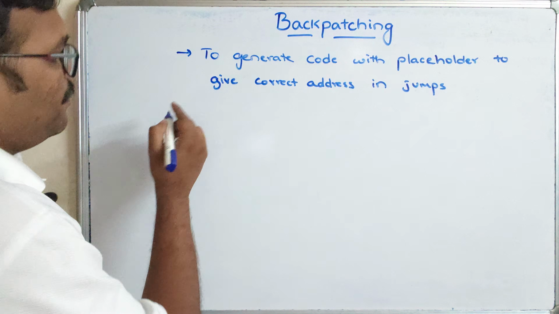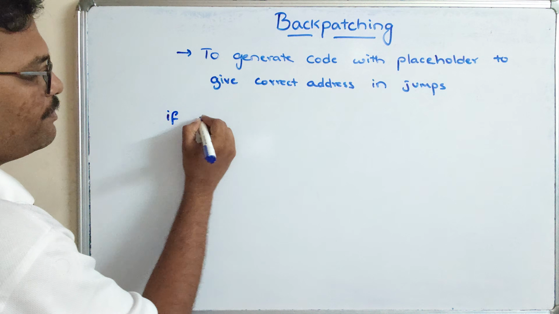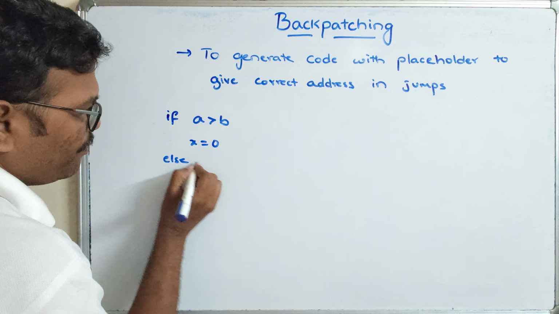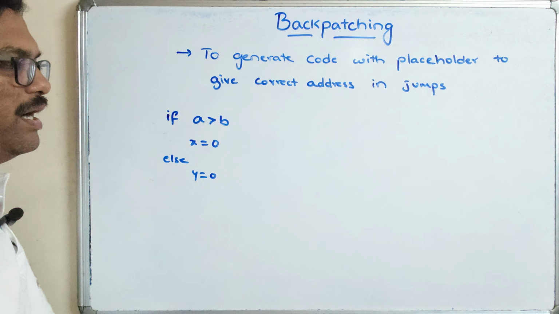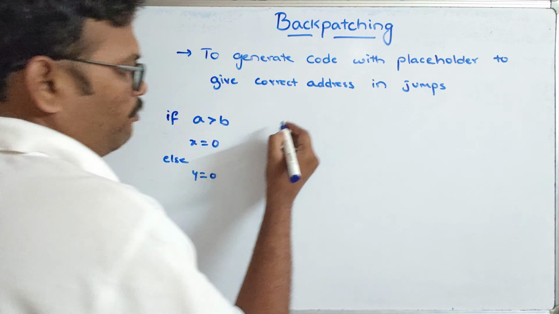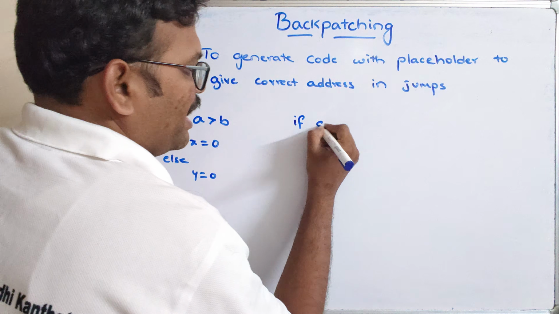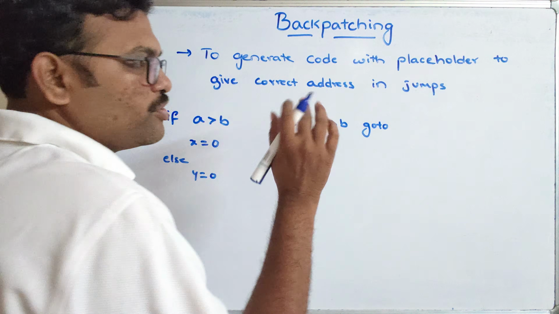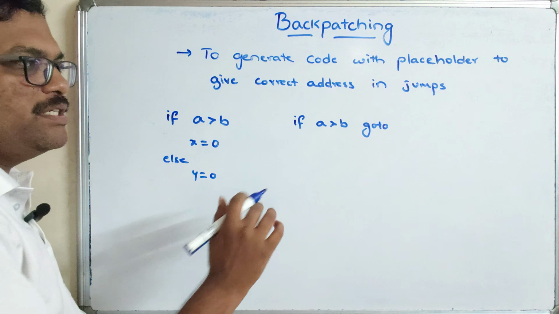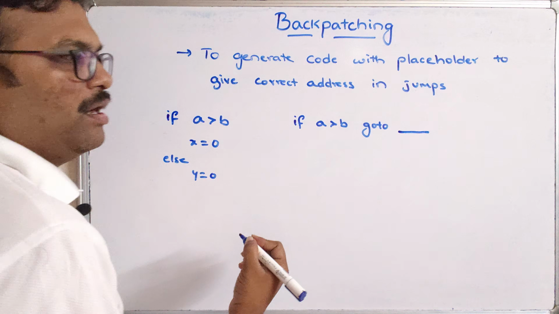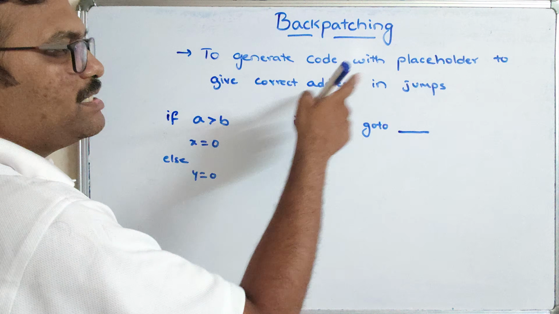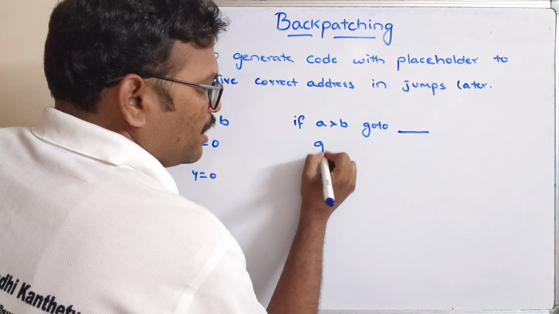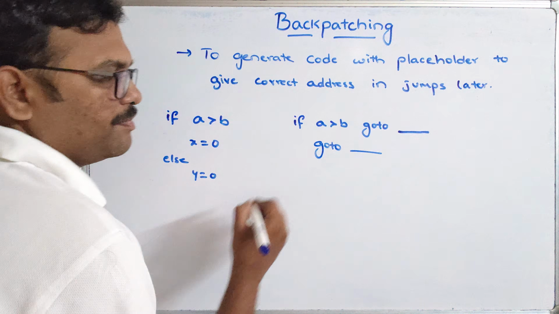So here let us take an example. If a greater than b, then x equal to 0, else y equal to 0. Let us take this example. And what is the three address code we have written? If a greater than b, if it is true, we are simply saying go to some statement, some label. So here in backpatching, it will leave some placeholder in order to fill that with a correct address later. Later, this is important. And if it is false, go to another.